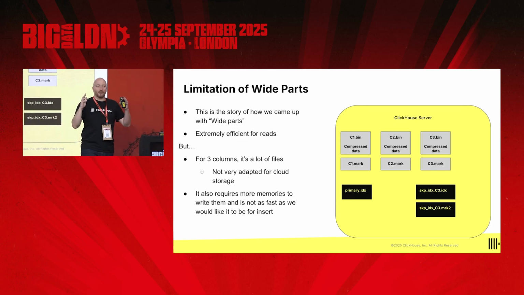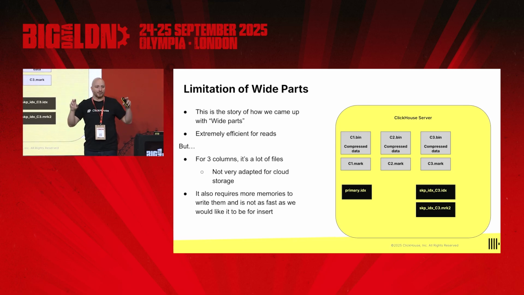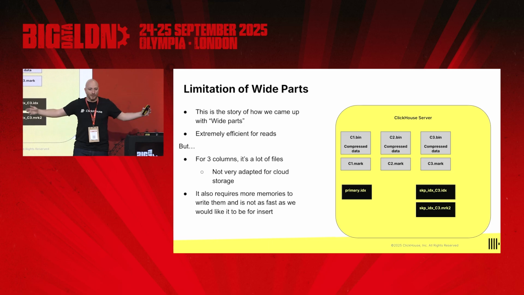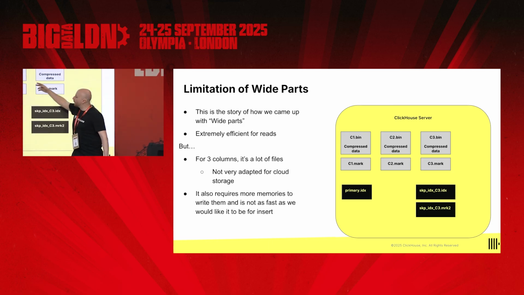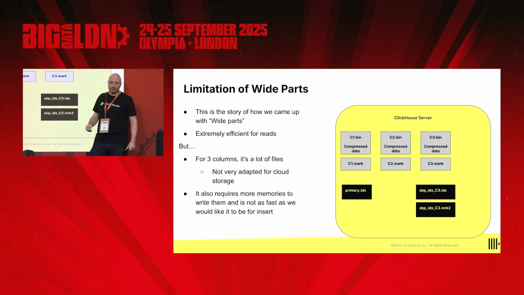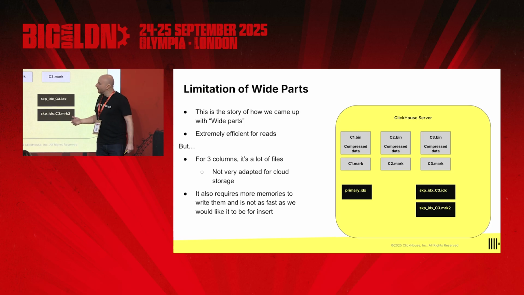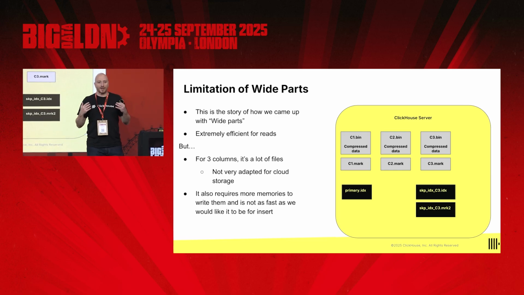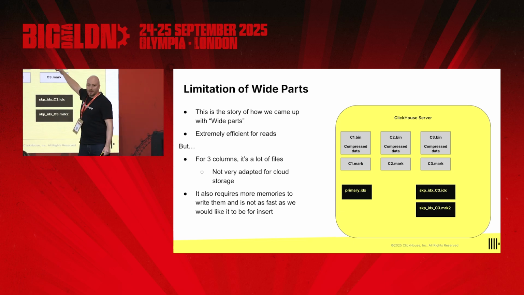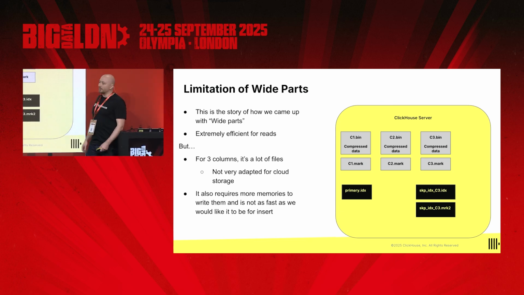This is the first file format that ClickHouse created. It's called wide part. Wide because if you have a lot of columns, it's going to have a lot of files, right? It's going to have 2 files per column, 1 primary index, and a bunch of files for each skipping index that you add on top of your columns. And that has some benefits, like very good read performance, because you need to read only 1 file per column, for example. But it also has some limitations.